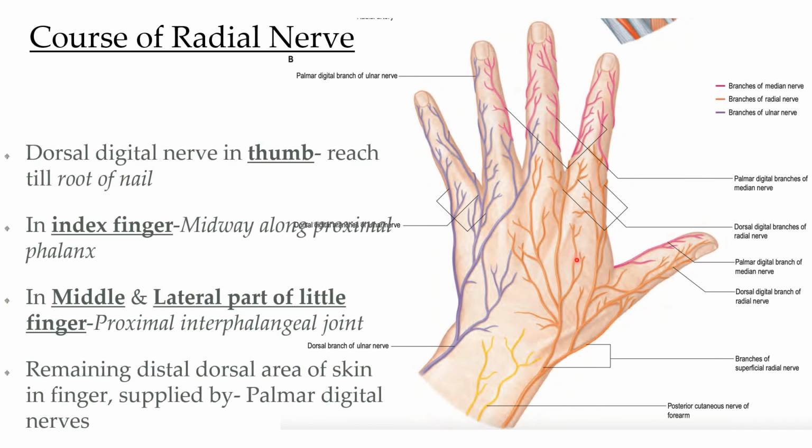The area innervated by the radial nerve over the dorsum of the hand, in case of the first digit, extends till the root of the nail. In case of the second digit, the area innervated by the radial nerve extends till the middle of the proximal phalanx. And in case of the third and fourth digits, the area innervated by the radial nerve extends till the proximal interphalangeal joint. The remaining part of the digits is taken care of by the palmar digital nerves of the corresponding nerves, that is, median and ulnar nerves.